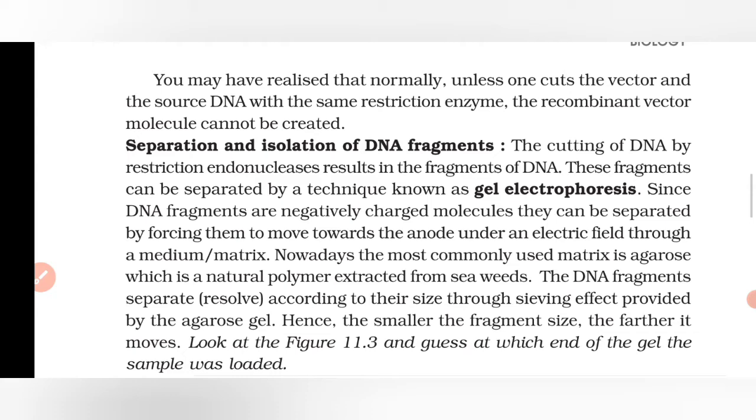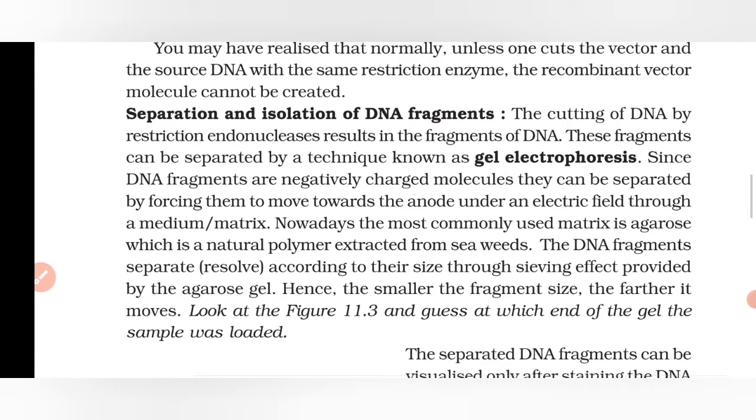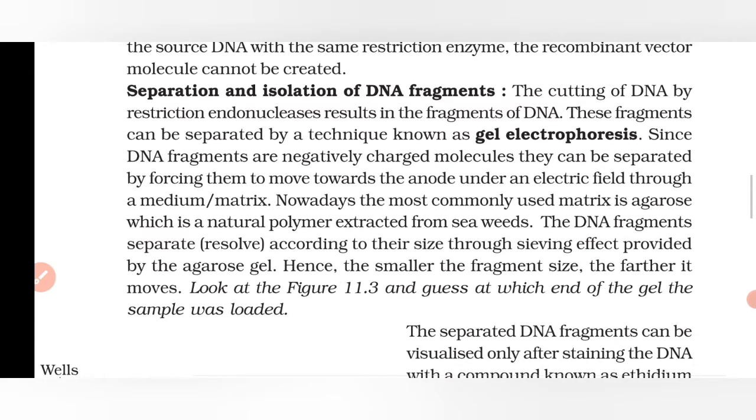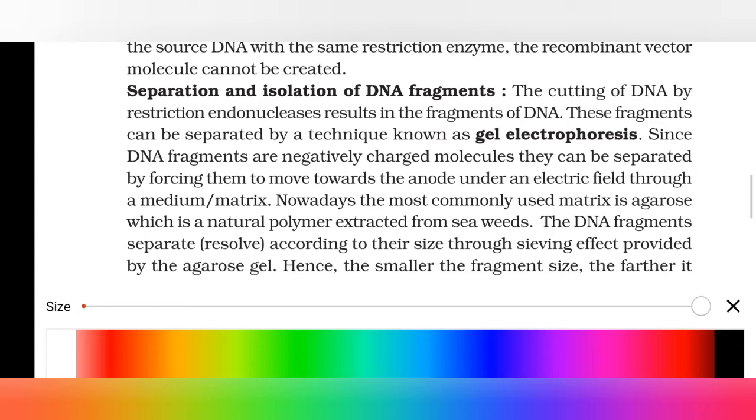In gel electrophoresis, there are two electrodes, the anode and the cathode. Anode is positive, cathode is negative. Since DNA molecules are negatively charged, they are forced to move towards the positively charged anode under the application of this electric field. But they don't move simply. They require a medium or a matrix to move.